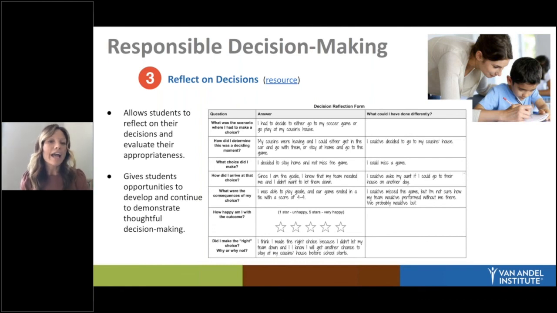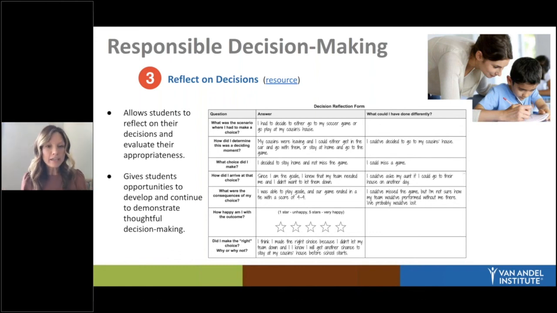What was the scenario where I had to make a choice? They can write it down. And then they could say what I could have done differently and write that down as well. How did I determine this was a deciding moment? So what was it that made them say, oh my goodness, I have to make a decision right now? And then writing that down as well.